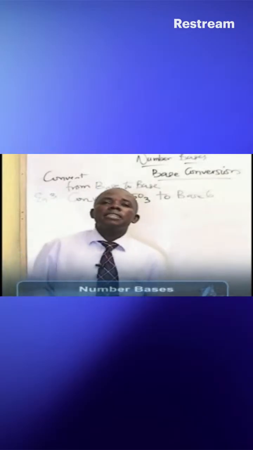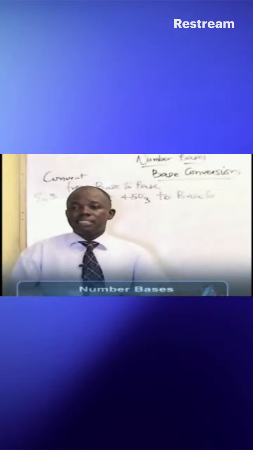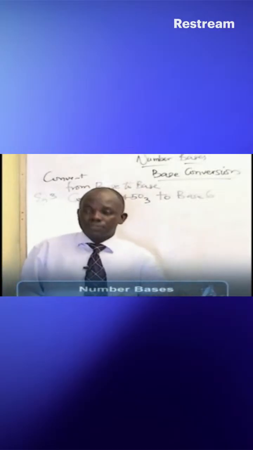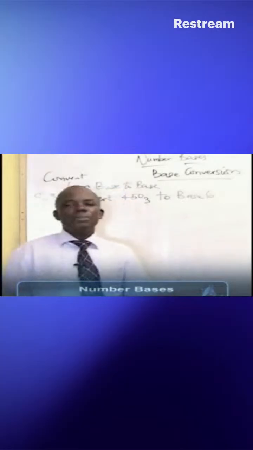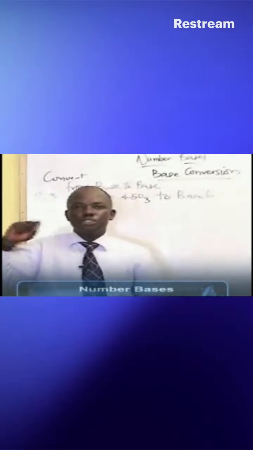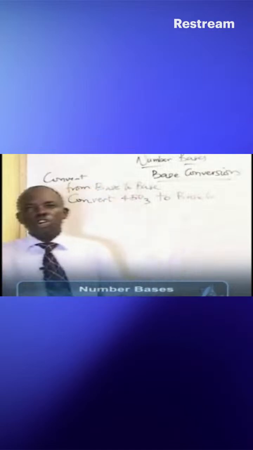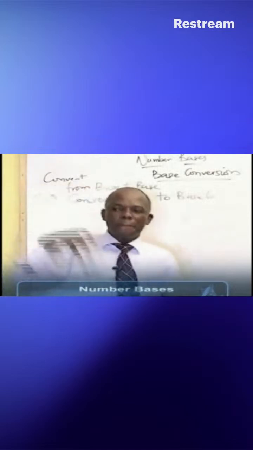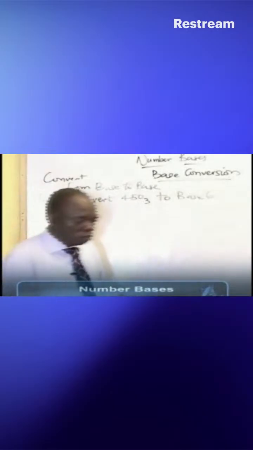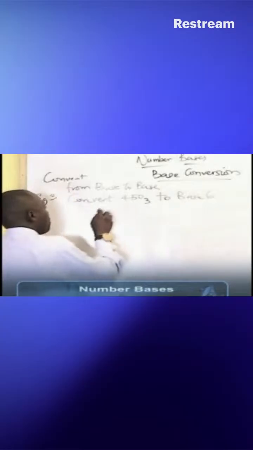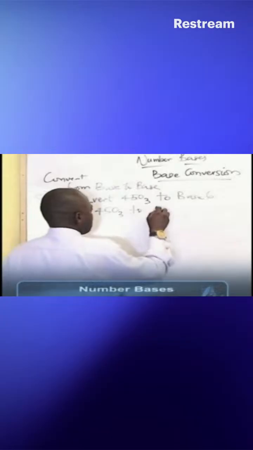When you are given a question other than base 2 and base 10, let's say for instance you are asked to convert base 4 to base 9, or you are asked to convert base 5 to base 8, the first thing you need to do is to convert that given base to base 10, and then you consequently convert base 10 back to the specified base. So in this case, what we're going to do is to convert 450 base 3 to base 10.